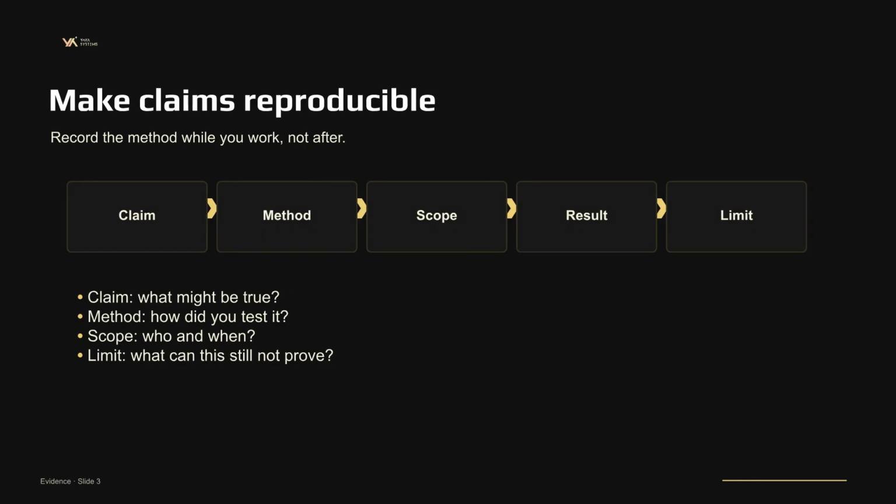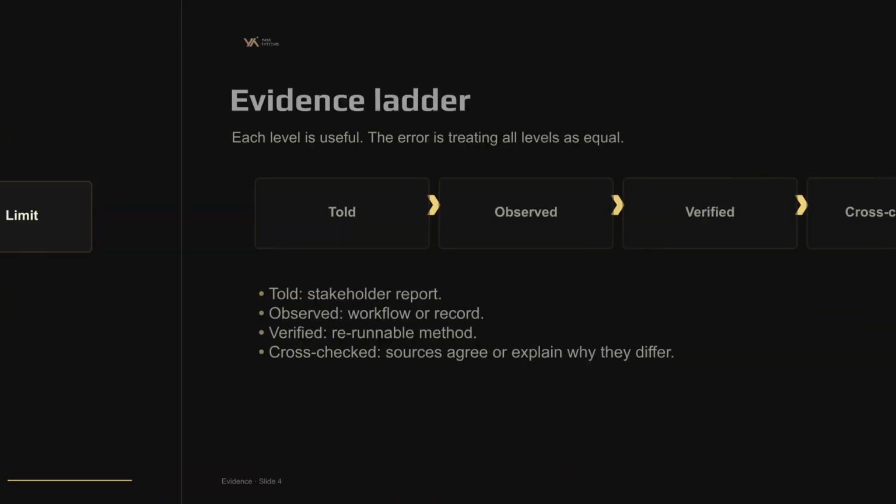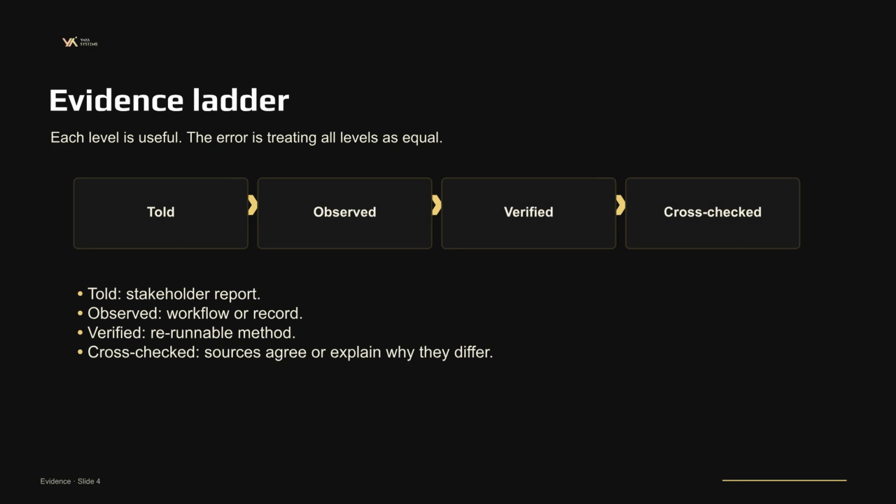To make your claims reproducible, record your methodology while you work, not after. This allows any other engineer to audit your process and verify your conclusions independently. We use an evidence ladder to categorize information. Each level is useful, but the mistake is treating them as equal. Always look for ways to upgrade your evidence from simple reports to cross-checked verification.